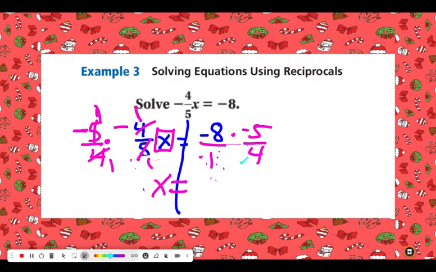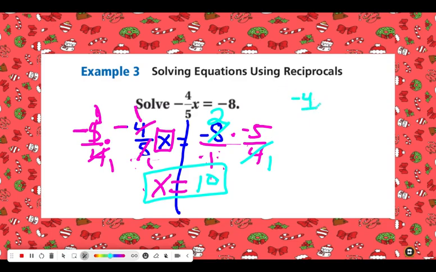4 can go into 8. So 4 divided by 4 is 1. 8 divided by 4 is 2. So negative 2 times negative 5 gives us positive 10. So x equals 10. Let's substitute it in and let's check it.